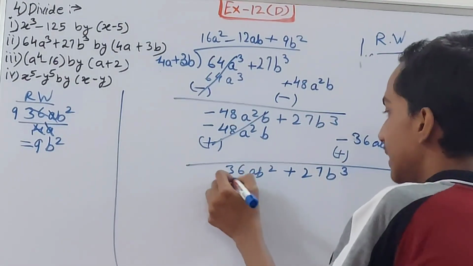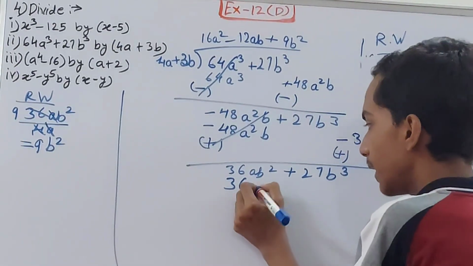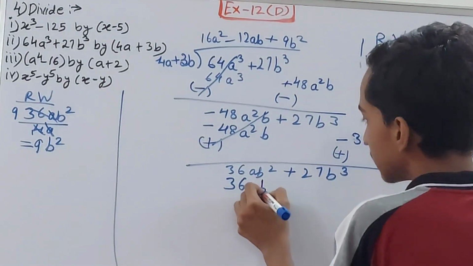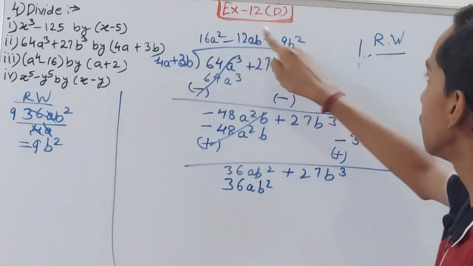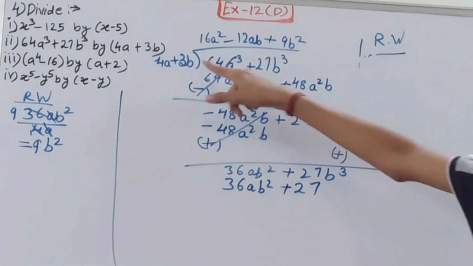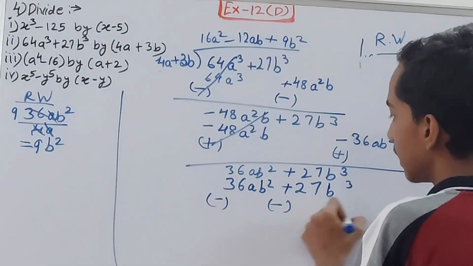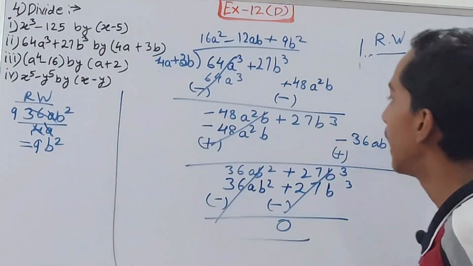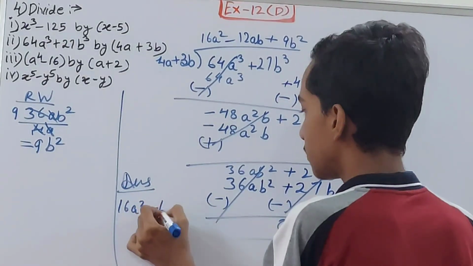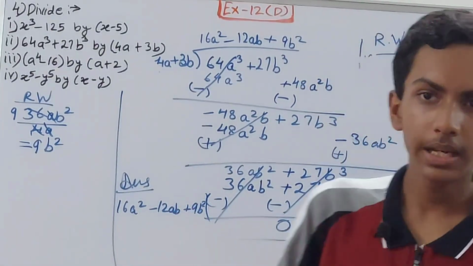9 into 4 will give you 36. A into nothing, so simply write down A under A here. Same thing, B square, and 4A doesn't have any B, so write down B square as it is. Simple thing. 9B, so 3 into 9, that will give you what? Plus 27. And B into B square will give you B cube. Now change the signs, simple. This will cut and your answer will become 16A square minus 12AB plus 9B square. Fine. Let's move on to the next part now.